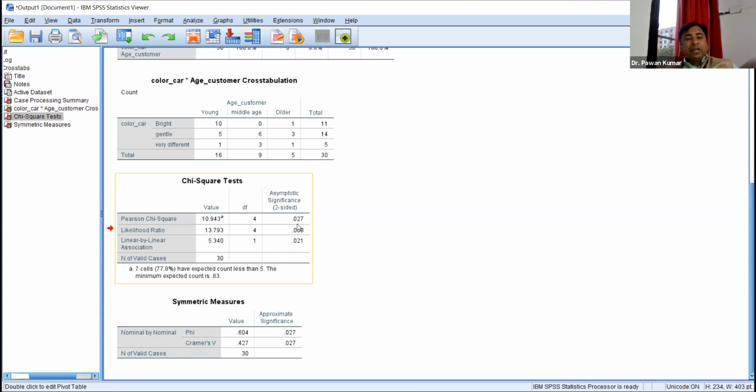So this will be the report you are going to put in your research paper or anywhere you would like to add it. And at the end, you are also going to mention the phi value and the Cramer's V value.